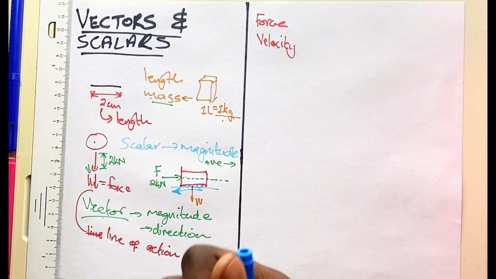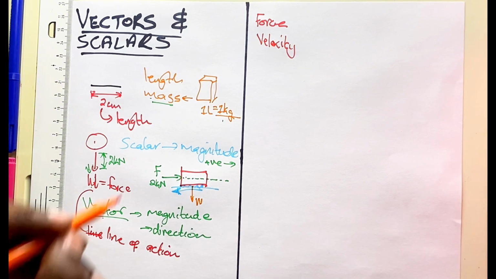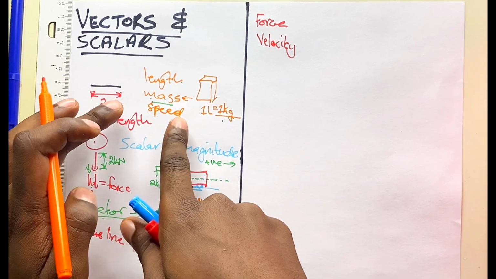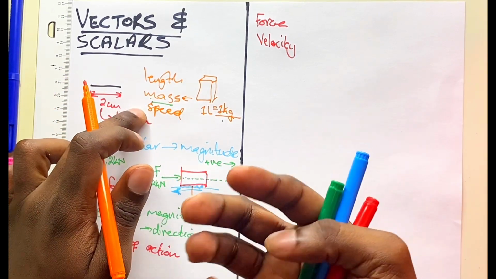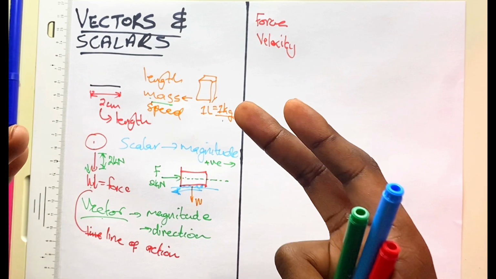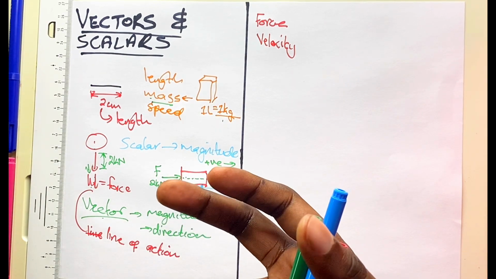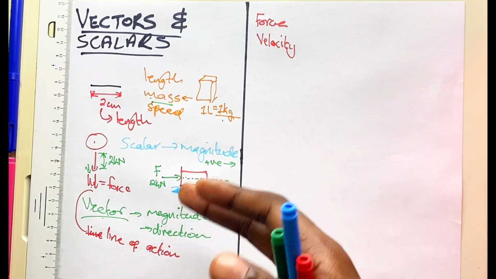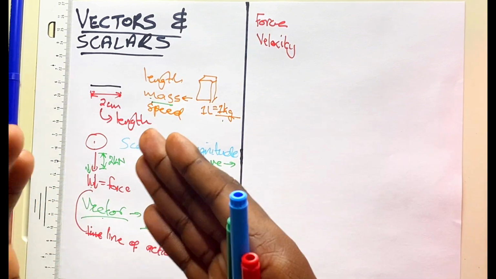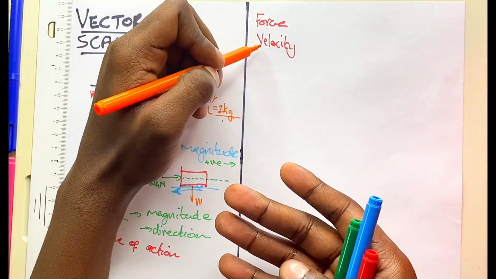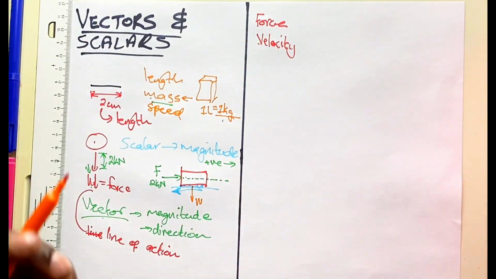So speed, let's add speed here. Speed is a scalar quantity because it has only a magnitude. You can say something is moving at 5 kilometers per hour, but once you say it's moving at 5 kilometers per hour in a certain direction, then speed becomes velocity.